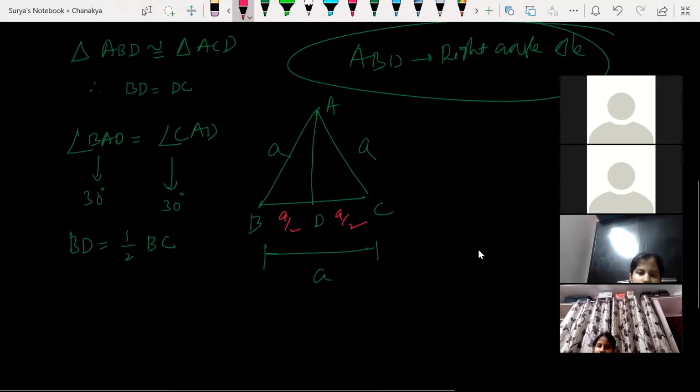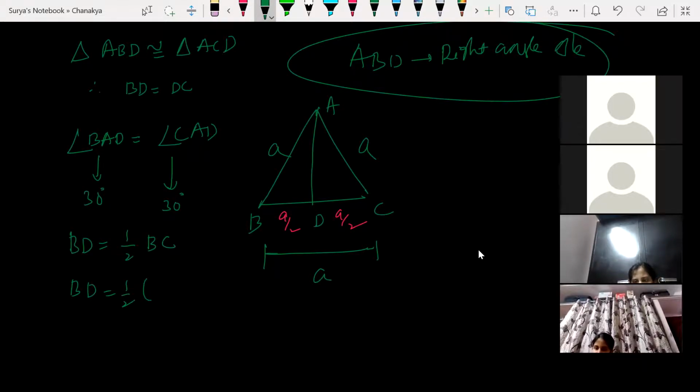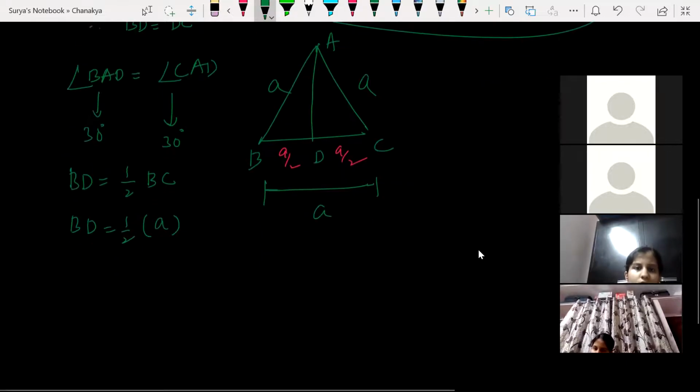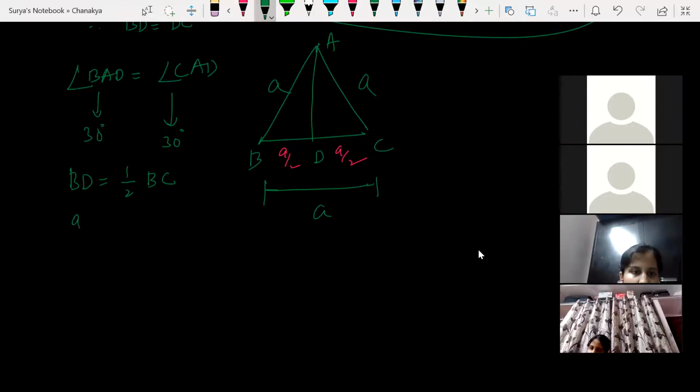Now look at this. I'm talking about BD here, right? Now can I write BD is equal to half of BC? What is BC here? A. Or you can write like this. What is my BD here? A by 2 is equal to 1 by 2 of BC. So the 2 will get cancelled. BC is equal to what here? A. That is what I'm getting. Yes or no?